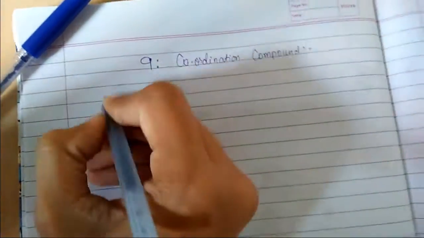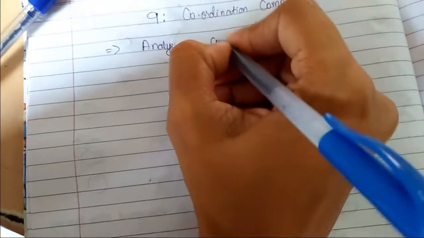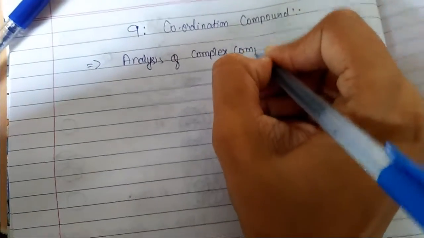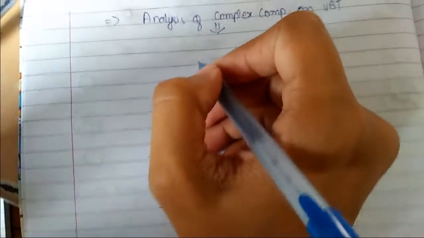So, our topic is analysis of complex compounds on the basis of valence bond theory. Okay. So first of all, whenever we have a complex compound, what are the criteria?